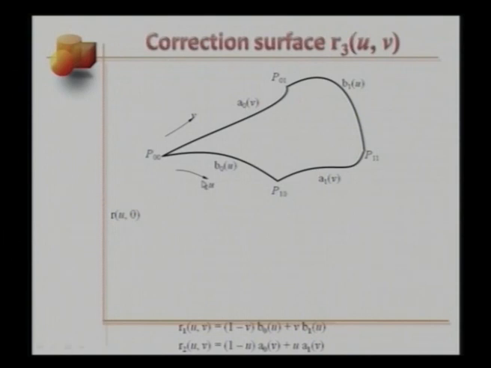Corresponding to values of V equals 0, R(U,0) is the curve B0(U), which is equal to R1(U,0) plus R2(U,0) minus R3(U,0), from the Coons patch model itself. Now look at what R1(U,0) can be. If you plug in V equals 0 here, this expression will be 0 and this will simply be B sub 0 of U.